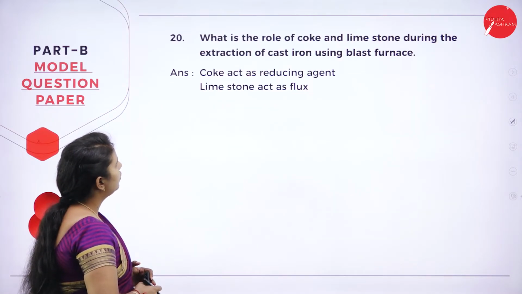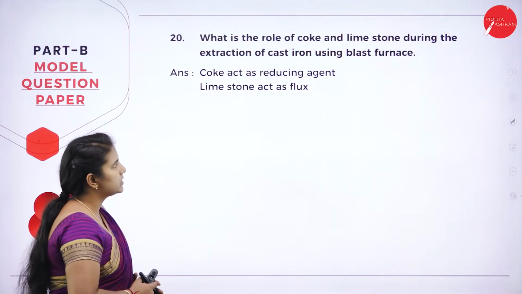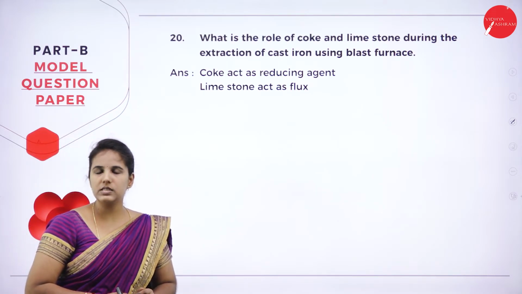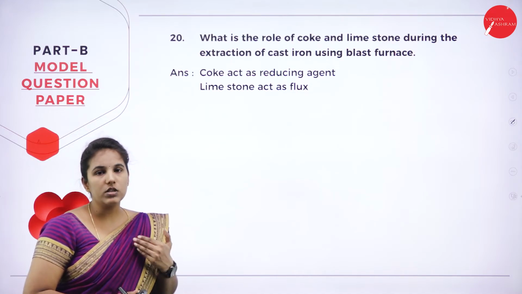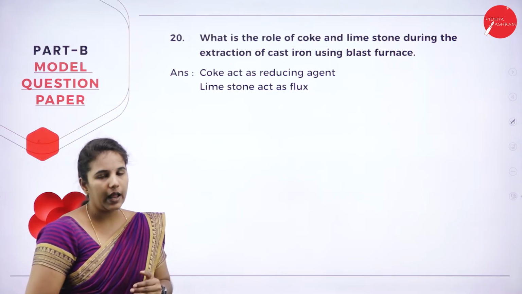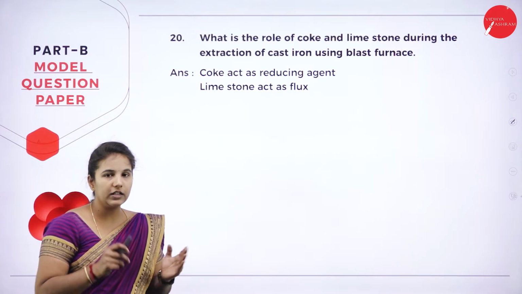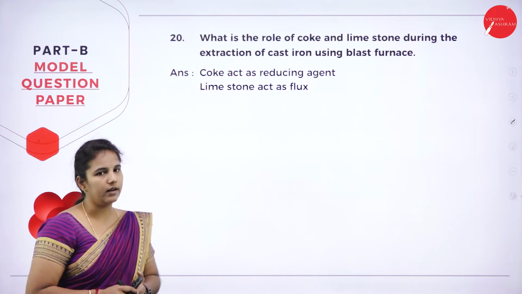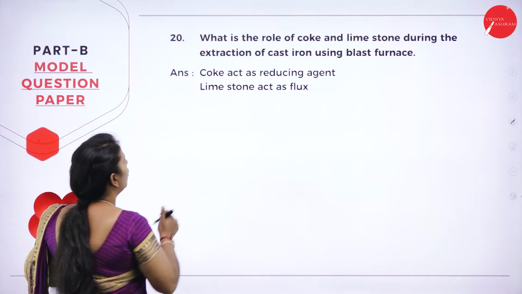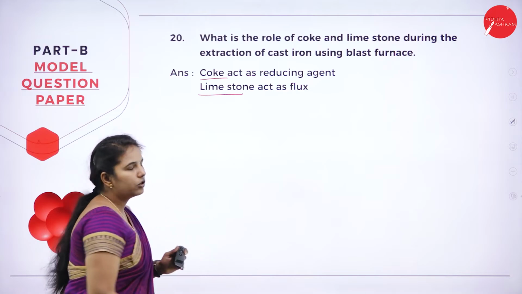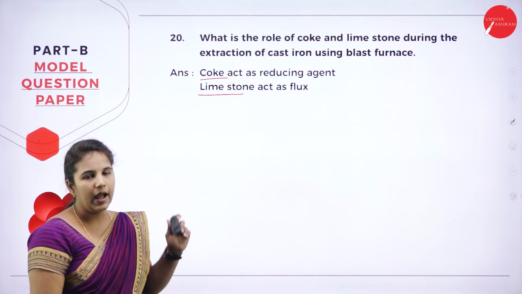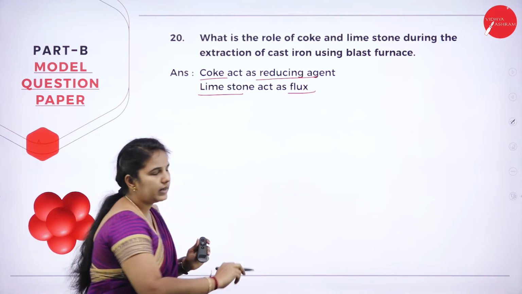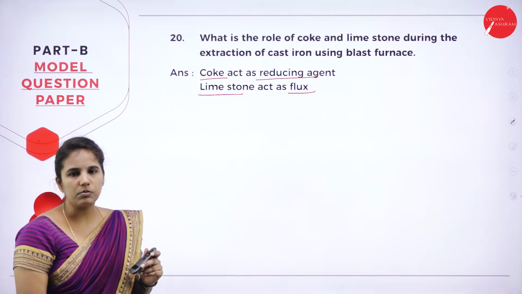Next, what is the role of coke and limestone during the extraction of cast iron using a blast furnace? In the blast furnace, we have understood the role of coke, the role of limestone, and the role of other components that we mix during the entire extraction of iron. Here they have asked only about coke and limestone. We know that coke acts as a reducing agent and limestone acts as a flux. So just write that coke acts as a reducing agent and limestone is a flux.